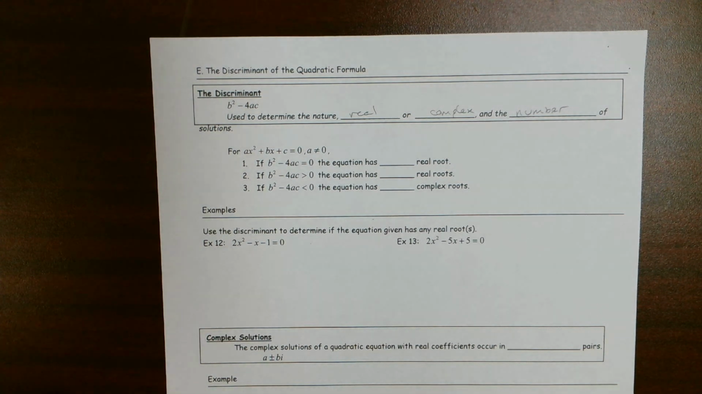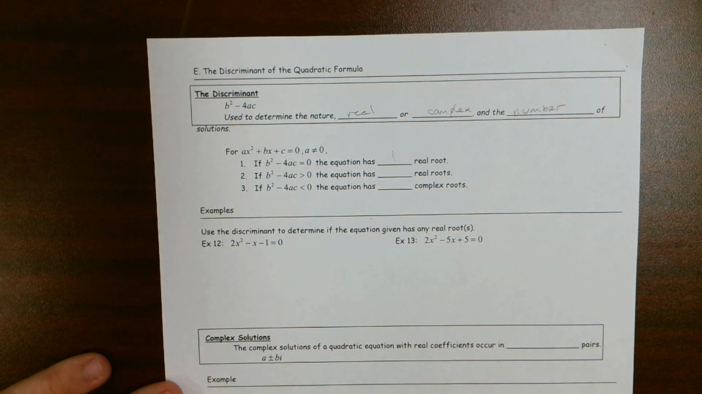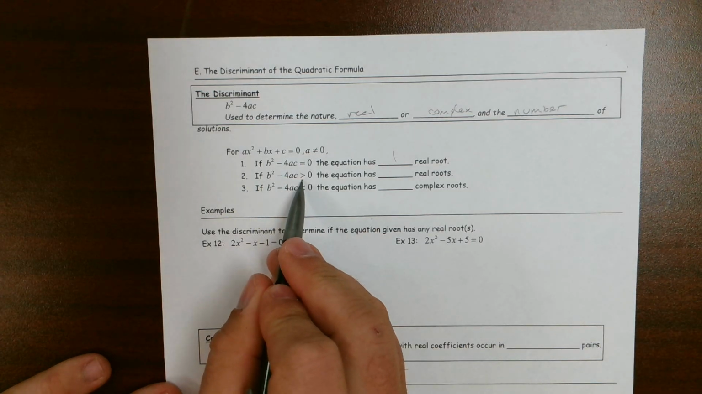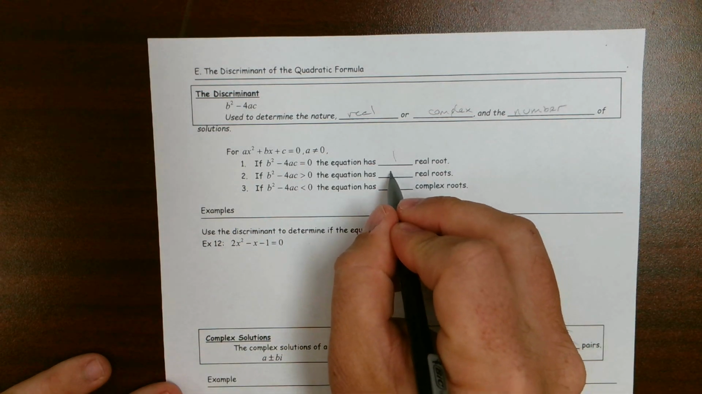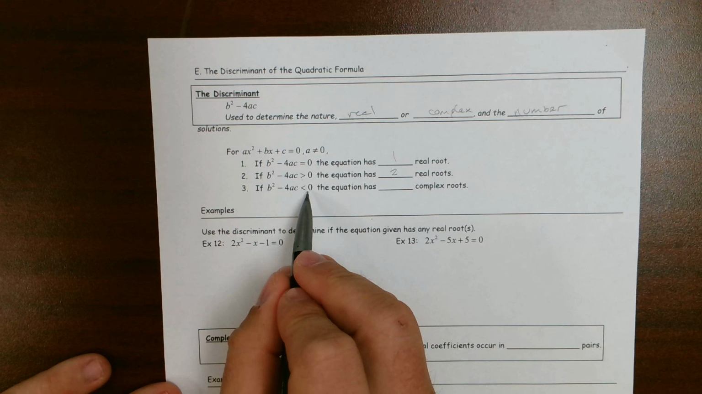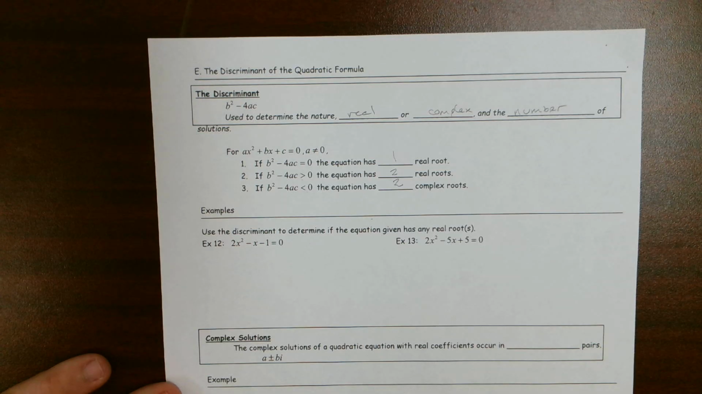So if b squared minus 4ac is equal to 0, then there's only one real root, because in the quadratic formula, the square root of 0 is still 0. So you're left with negative b over 2a. If b squared minus 4ac is bigger than 0, meaning it's positive, the equation is going to have two real roots, because you're going to have that plus radical whatever, minus radical whatever. And lastly, if b squared minus 4ac is negative, then the equation has two complex roots, because you're going to have a negative number underneath the radical, which means you're going to have an imaginary i in there.